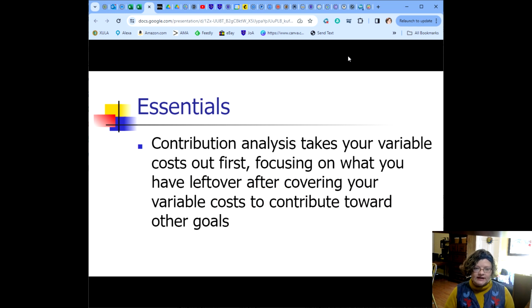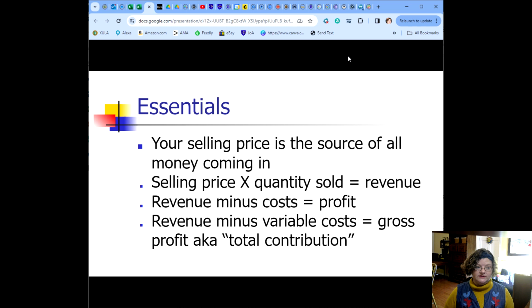So contribution analysis takes your variable costs out first, and that allows you to focus on what you have left over after covering your variable costs to contribute to your other goals. Your selling price is the source of all money coming in. So your selling price times the number of items you've sold equals your revenue. Revenue is everything you have coming in without taking out any cost. Revenue minus cost equals profit. More specifically, revenue minus your variable costs equals your gross profit, also called your total contribution.